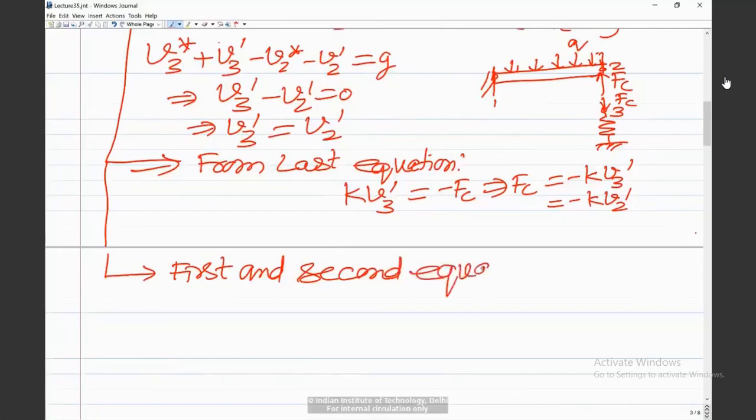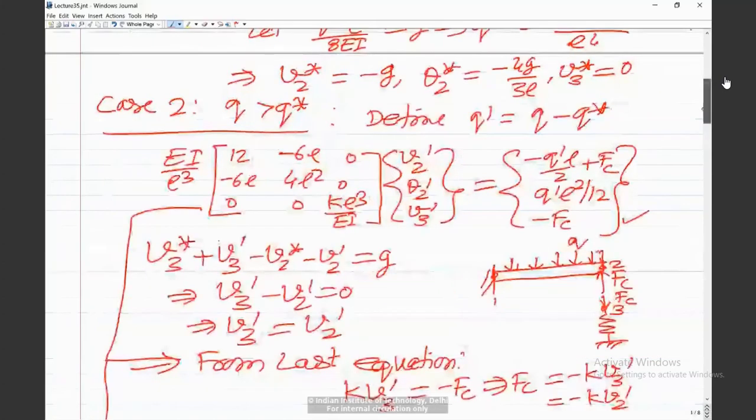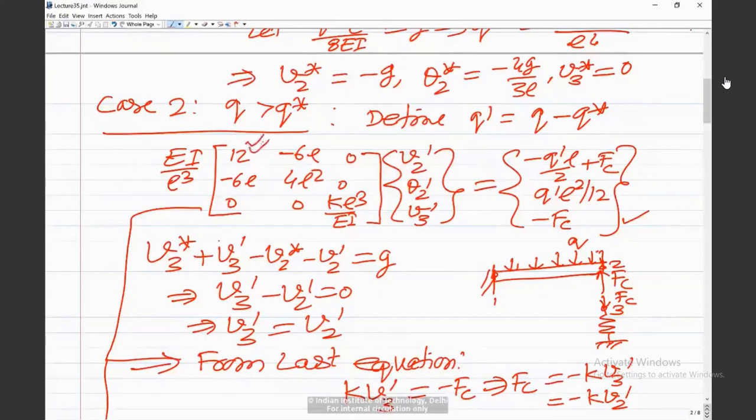these steps are exactly similar to what we have already discussed for the rod problem. So now fc is minus k into v2 dash, and we are taking the first two equations. In this equation, fc is minus k into v2 dash, so we take this to the left hand side, and it becomes plus k into v2 dash. So it gets added with the term 12EI upon l cube.